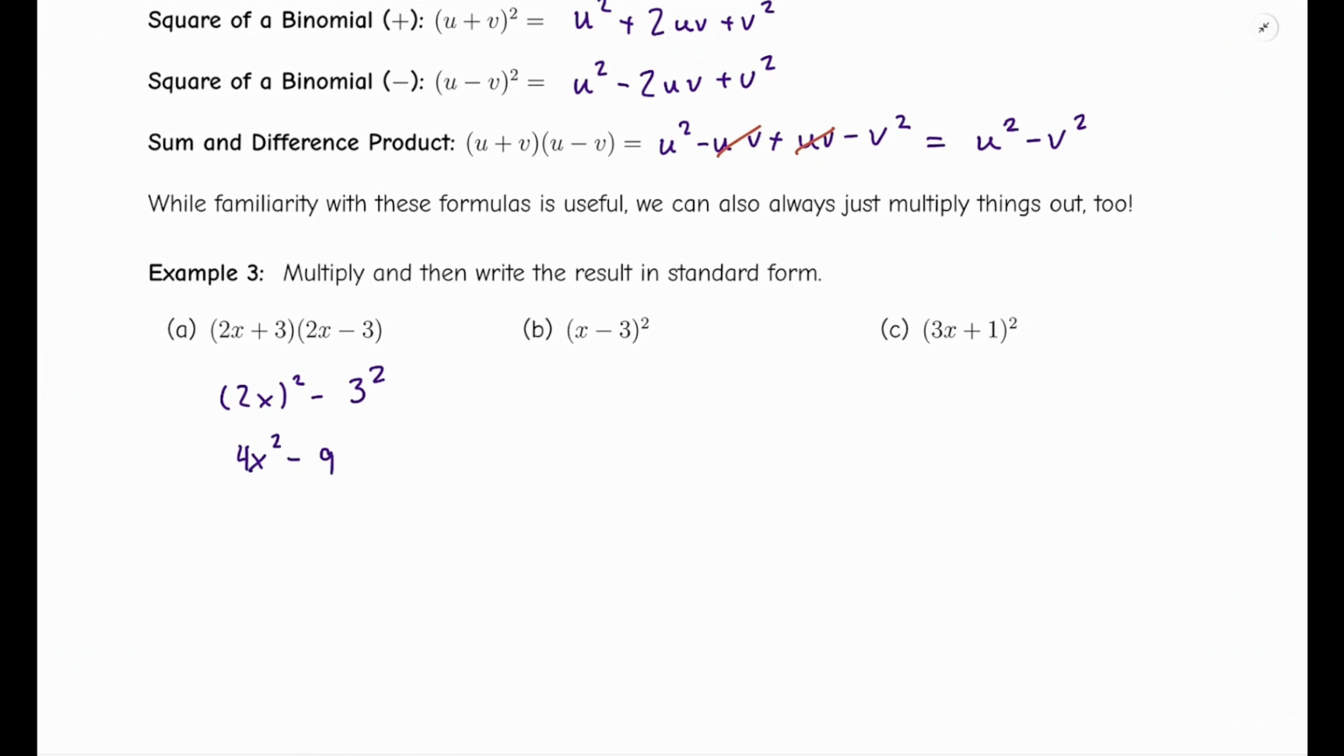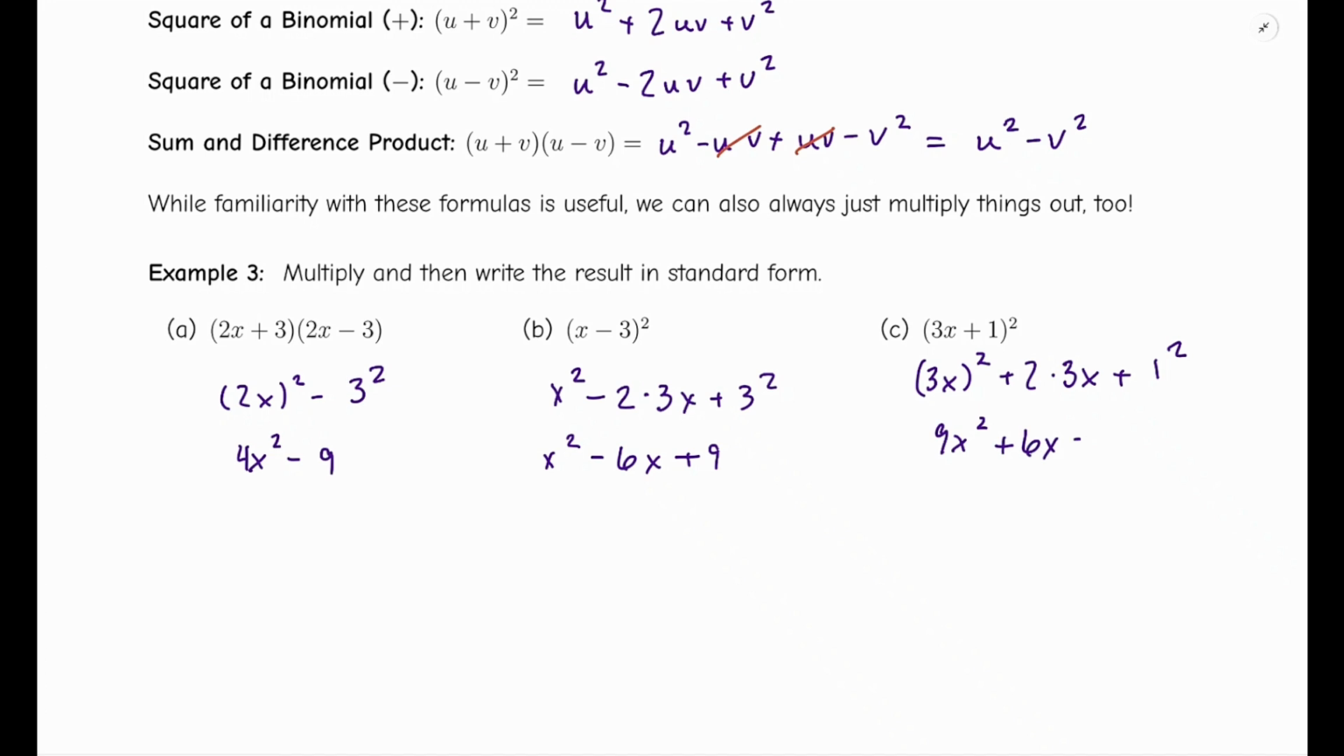(x minus 3) squared becomes x squared and then minus double u times v. So x times 3 and double that. So 2 times 3x. And then plus 3 squared, which is x squared minus 6x plus 9. And (3x plus 1) squared using the formula above becomes (3x) squared plus 2 times 3x times 1, and then plus 1 squared, which is 9x squared plus 6x plus 1. And that is it for section 5.3.